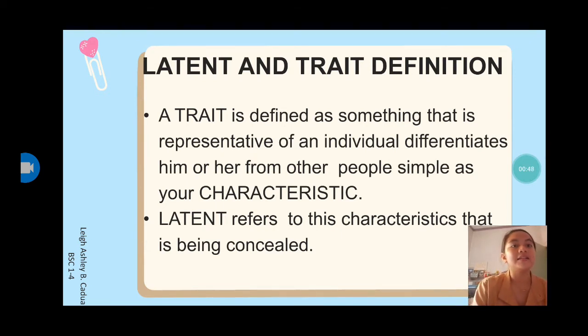So, latent trait definition. A trait is defined as something that is representative of an individual and differentiates him or her from other people, simply your characteristic. It is a stable personality trait you have over your life. And latent refers to a characteristic that is being concealed, meaning it is not a visible character because it is hidden.